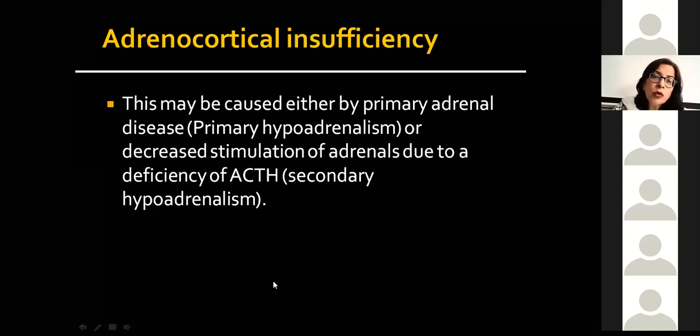Now we come to adrenocortical insufficiency, decreased secretion of the adrenal cortex. It can be primary, so you know that decreased secretion by the adrenal glands, or secondary due to deficiency of ACTH. ACTH is not enough produced, less ACTH, so it causes decreased cortisol and causes secondary hypoadrenalism.